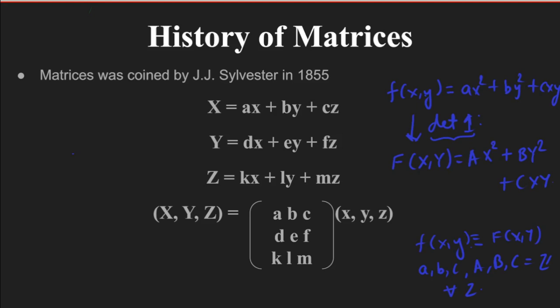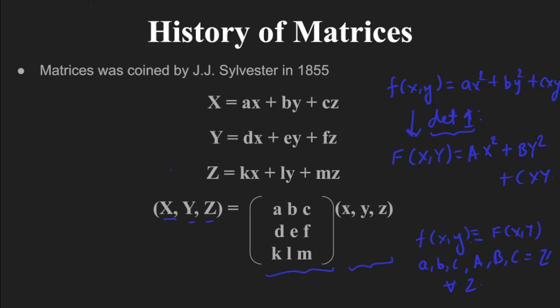And later in 1855, J.J. Sylvester termed this notation of rectangular array representation as matrices. So let's say these are the equations. X, Y, Z have to be figured out, and A, B, C to M are the coefficients. So this is the representation which we use today.